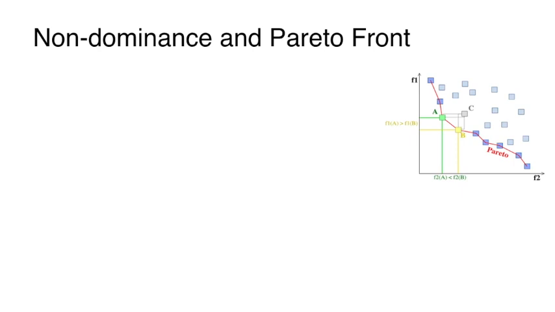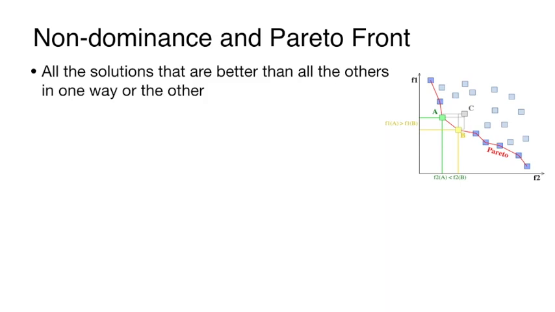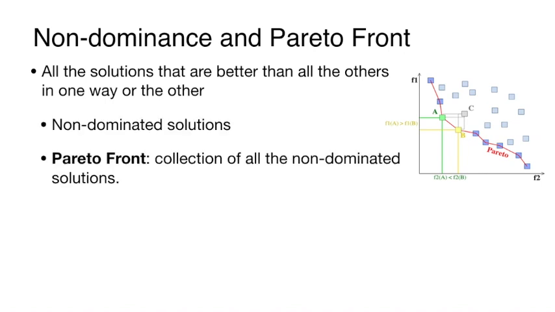But before we move to Pareto ranking, let's refresh ourselves on the concept of Pareto front and non-dominance. When we have a set of solutions such that none of them is mutually dominated by any other solution, they are called the set of non-dominated solutions. And together, they make the Pareto front or the set of Pareto optimal solutions. All these non-dominated solutions are better than each other on one objective or the other.